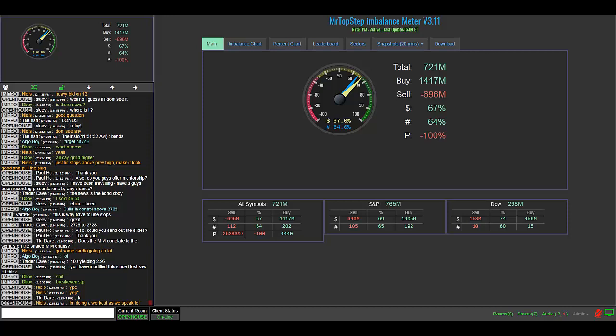Just watching this price action here. So I'm pretty sure we're going to get some relief here to this downside move.